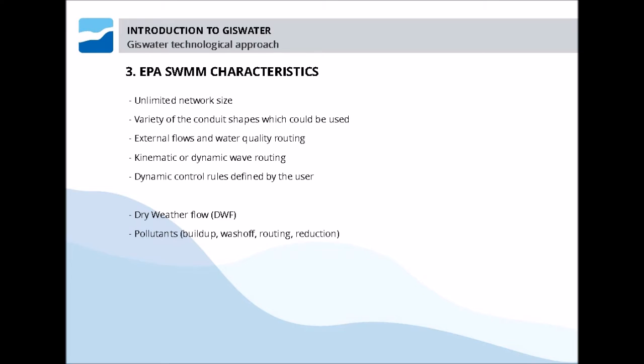And finally, it also incorporates a model of pollutants in which it is possible to determine how the pollutants accumulate in an area, how they are cleaned by rainwater, how they are incorporated to the network, and how the network is transporting these pollutants, or how they will be reduced.